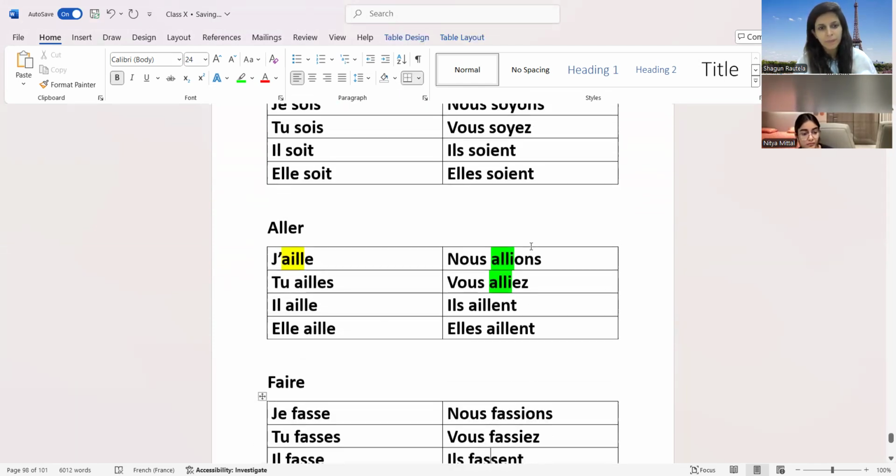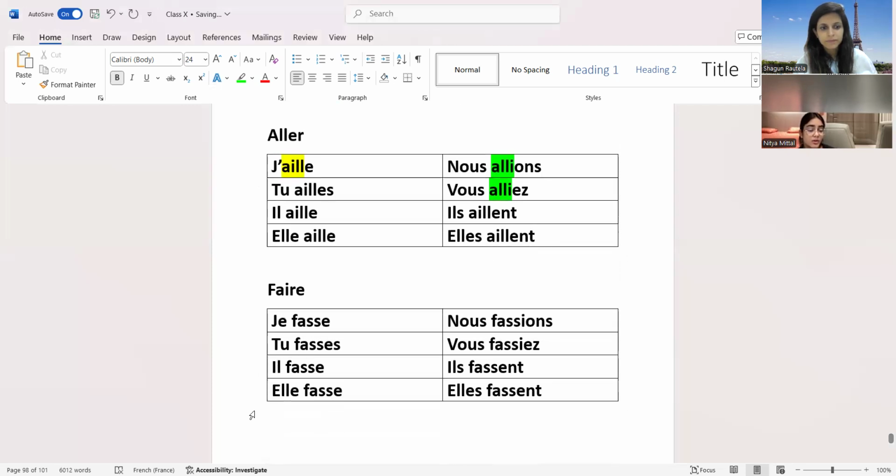What about aller? In aller, I saw that it was getting conjugated with aill at first with je, tu, il, elle, ils and elles. It was conjugated with aill. However, in nous and vous, it was conjugated with alli and it followed the same imperfect endings at the end, which is ions and iez. Endings are same, but the difference is that in all of them it's aill, but nous and vous it follows alli, double l, i. Very good.